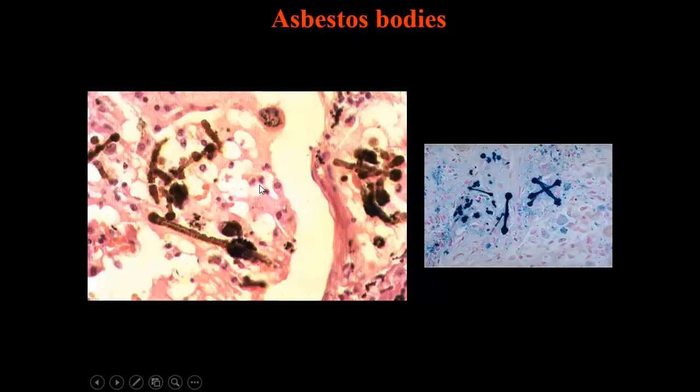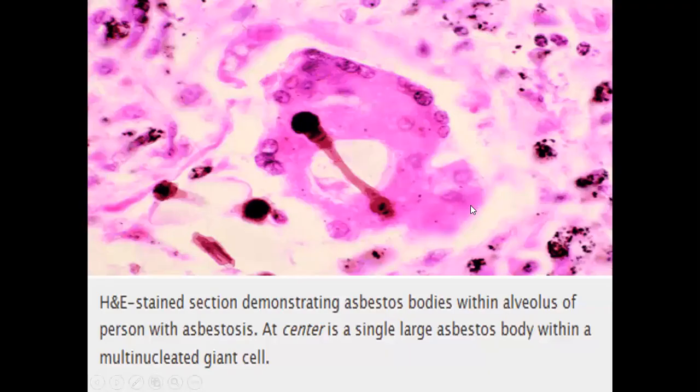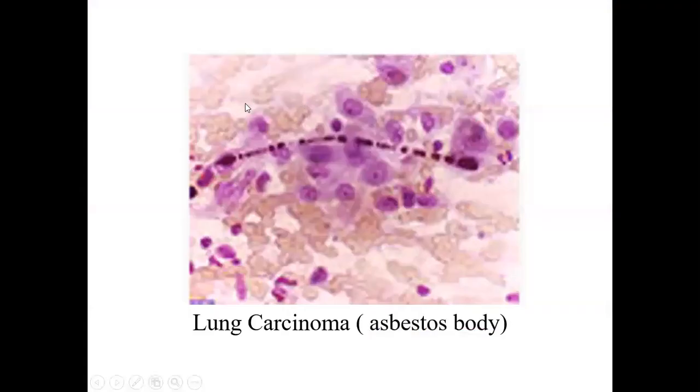الكاركترستيك فيتشر of the asbestos هي الاسبستوس بودي. هذه هي رود تكون لكن تكون beaded. Okay. This is the asbestos body by H and E. وهذه ايضا هي الاسبستوس بودي. هنا هذا asbestos body inside a giant cell. هذه multinucleated giant cell. زين. وهذه ايضا هذه lung carcinoma. شوفوا هذه malignant cell around the asbestos body.